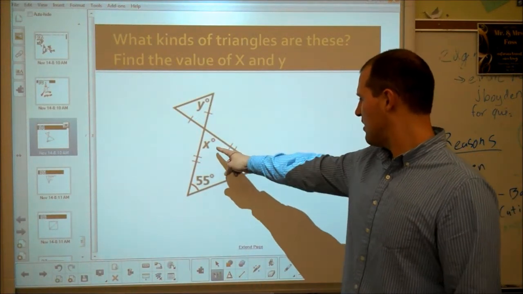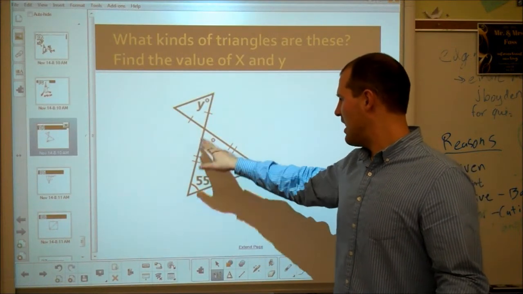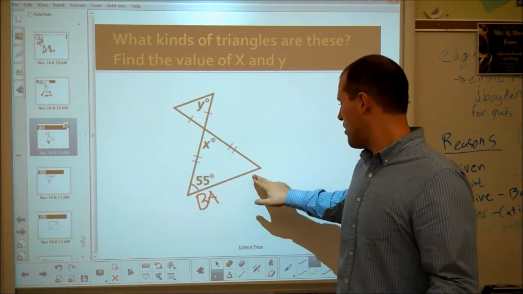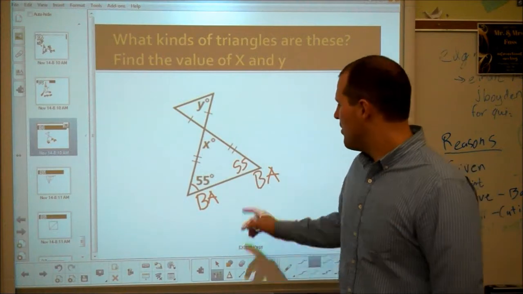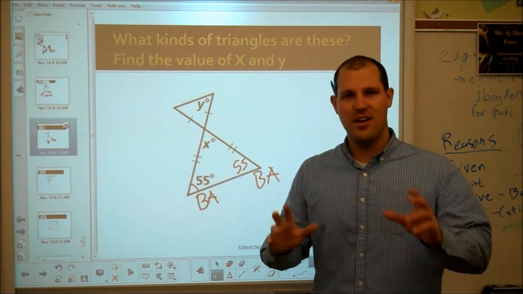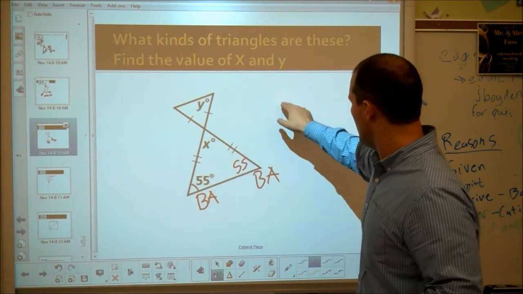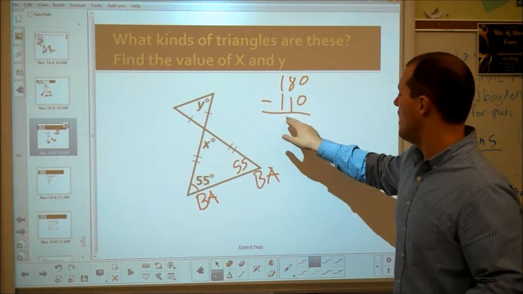Is it x, or is it the corner? Okay, x is the vertex angle. Remember, these are the legs. So I'm going to put BA for base angle. The other base angle is down here. So that's 55. Now why does that matter? Because every triangle has 180 degrees for its interior angles. So all we have to do is add those together to get 110, subtract from 180, and you get 70.